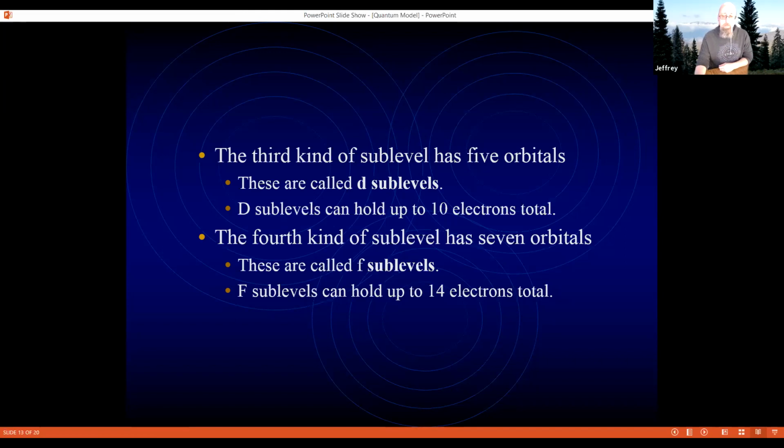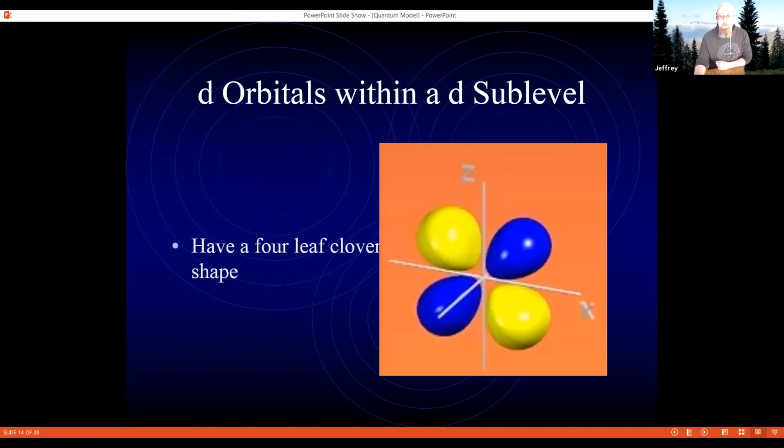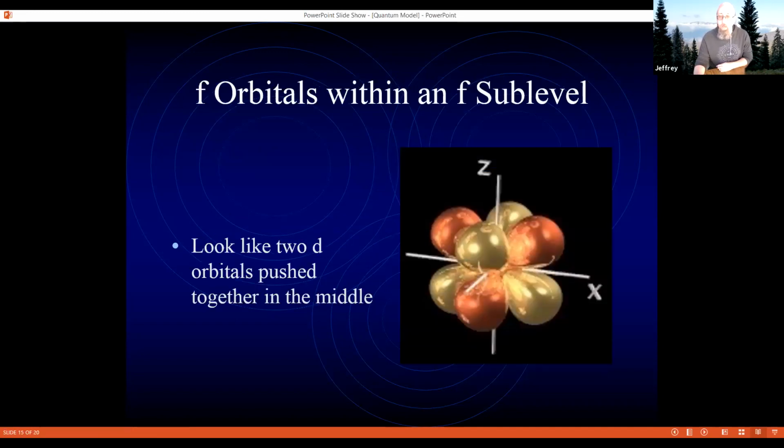electrons inside the atom. Now, if you care, this is what a single D orbital looks like. It has 4 lobes, and the 2 electrons could be anywhere in those 4 lobes. And this is what a single F orbital looks like. It has 8 lobes, and again, 2 electrons could be anywhere within those 8 lobes.